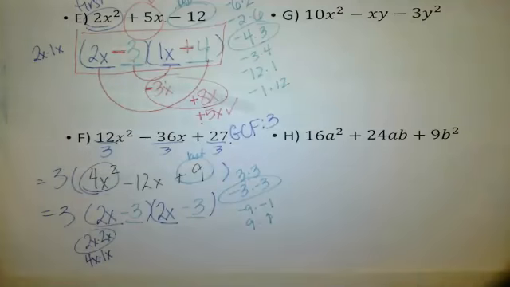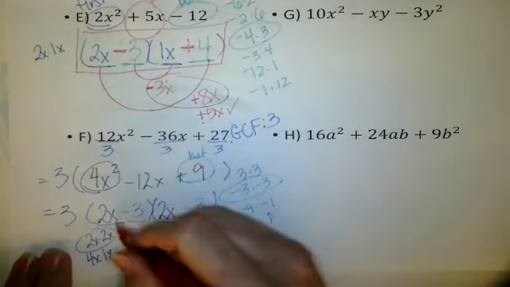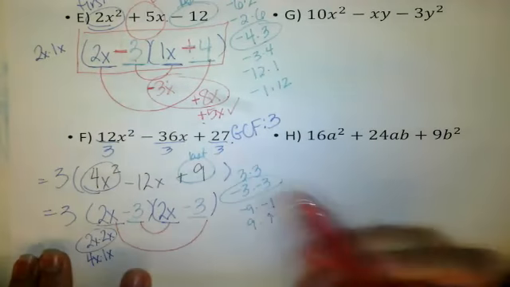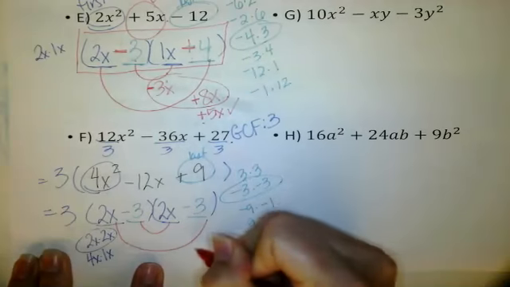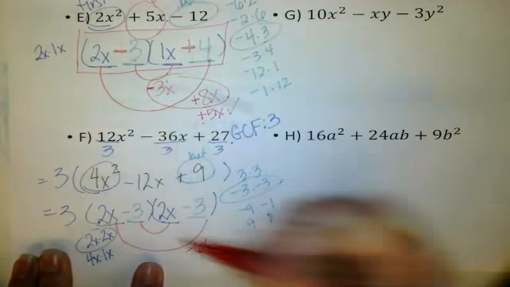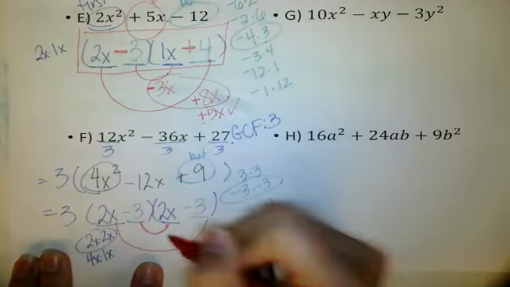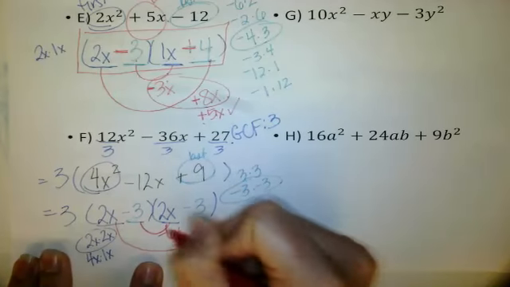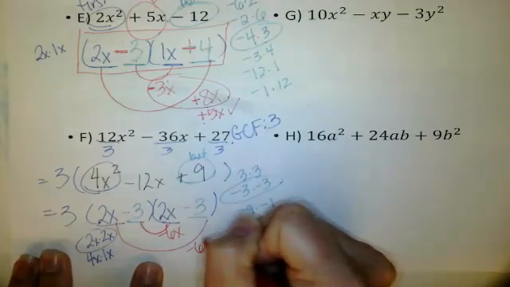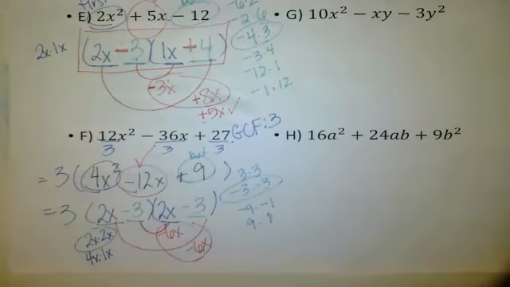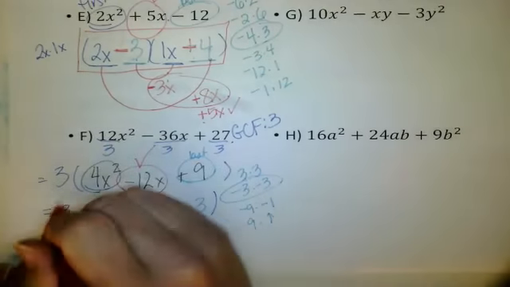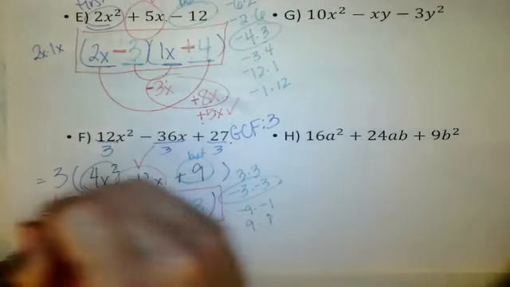And then how do I know if I did it right? Because I don't see 12 from that. How do we know we did it right? Check the rainbow. You must check the rainbow today. What's the outer product? 2x times negative 3? Negative 6x. And the inside product is negative 6x. And negative 6x and negative 6x gives us our negative 12x, which is what we were looking for. Okay? So that is our fully factored polynomial.